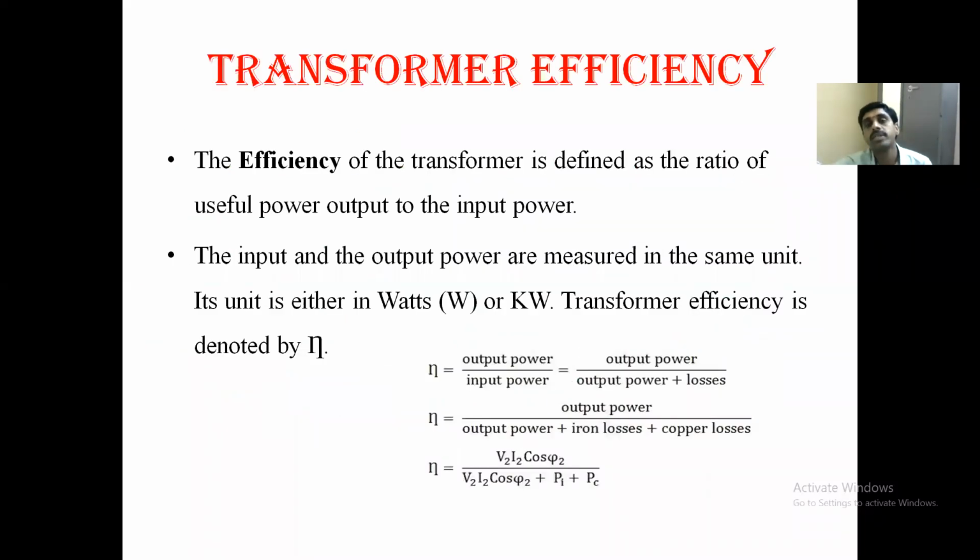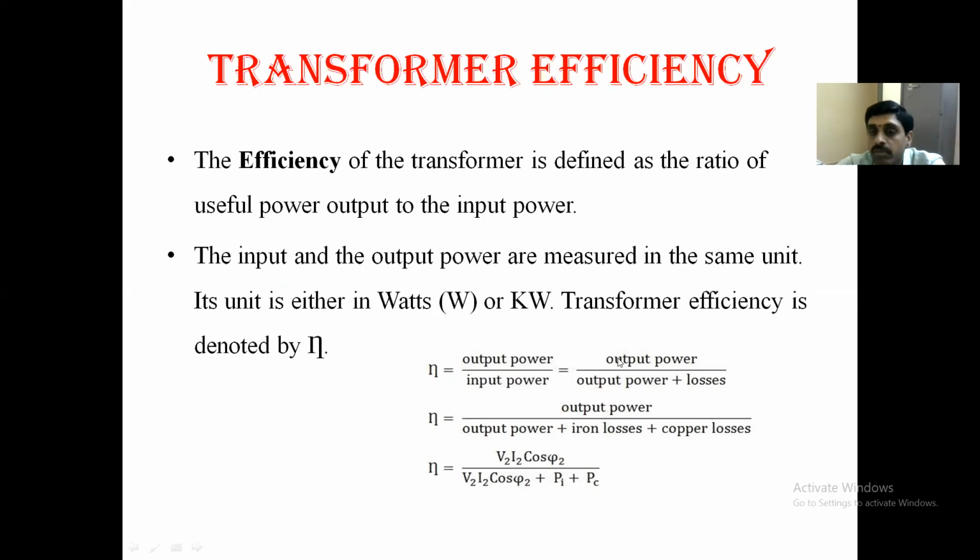So now we are going to discuss transformer efficiency. After the efficiency discussion, we'll go ahead with the regulation. You know what the efficiency of a transformer is? It is defined as the ratio of output power to input power. The input and output power are measured in the same unit. The unit is either watts or kilowatts. So efficiency can be written as output power by input power.